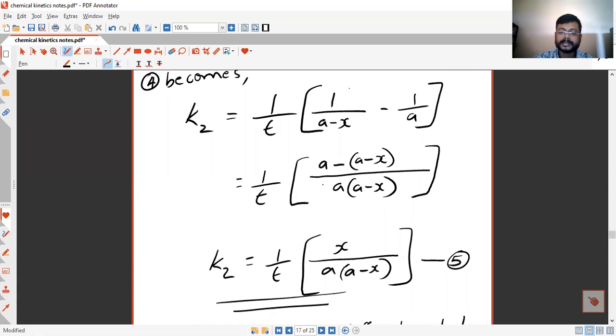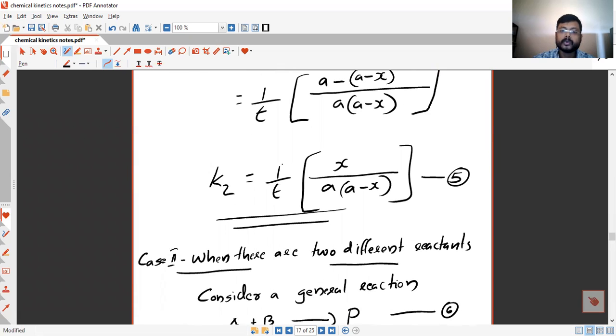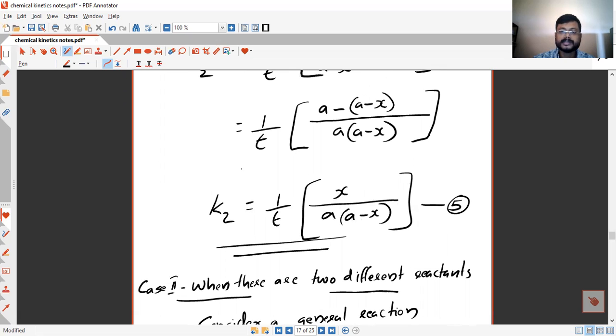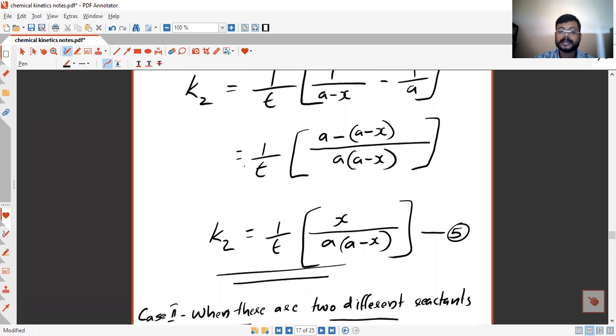Then rearranging this equation, 1 by t into A minus of A minus X divided by A into A minus X, the equation becomes K2 is equal to 1 by t, X divided by A into A minus X. That is equation number 5, and that is the rate equation for a second order reaction in the case where there is only one reactant.